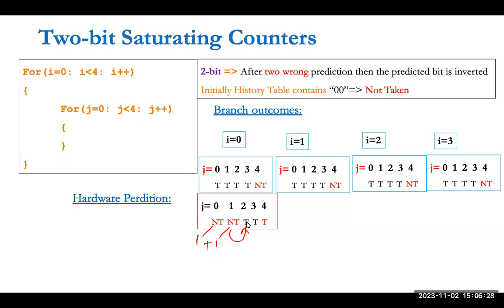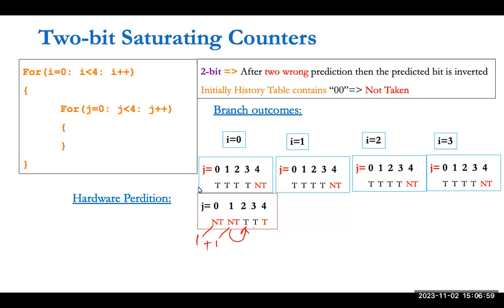Then this taken is compared with the actual outcome. In the actual outcome, it is taken. So it is a correct prediction, then it will keep the same thing. When there is a correct prediction, the bits will not be inverted. So in the next prediction, it assumes that previously it is taken, so in the future also it will be taken, and in the actual outcome also it is taken. So it is again a correct prediction.